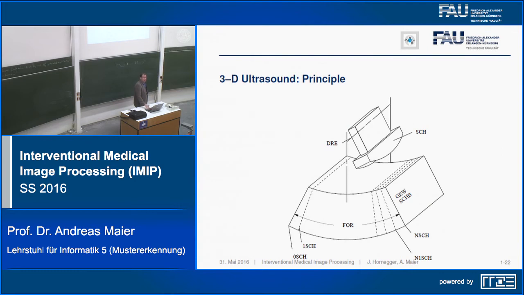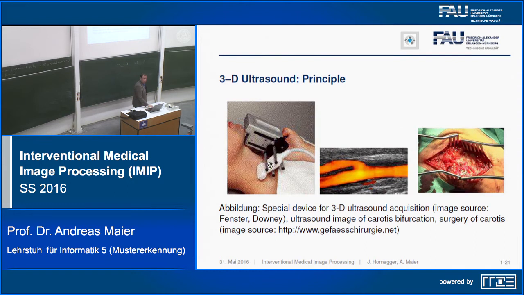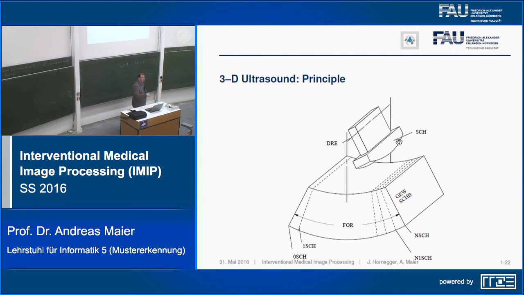Another approach is that you could also, instead of doing a translational motion, you've seen this device is kind of bulky, but it will be able to do a reproducible motion. So instead, you could also take an ultrasound probe and twist it, so you turn it at a fixed speed, and then you will also be able to sample a 3D volume.